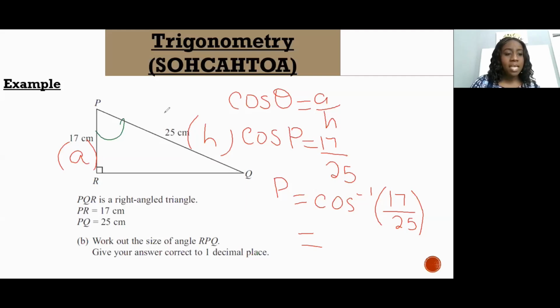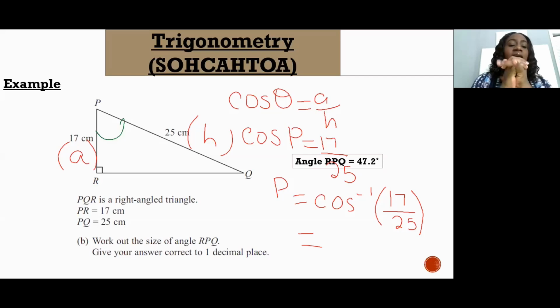Remember now, I see people giving me a lot of the wrong units. You have to be careful with your units because this is an angle. Angles are measured in degrees. So my answer is going to come up. Remember, they wanted your answer correct to 1 decimal place. So I got 47.2 degrees.